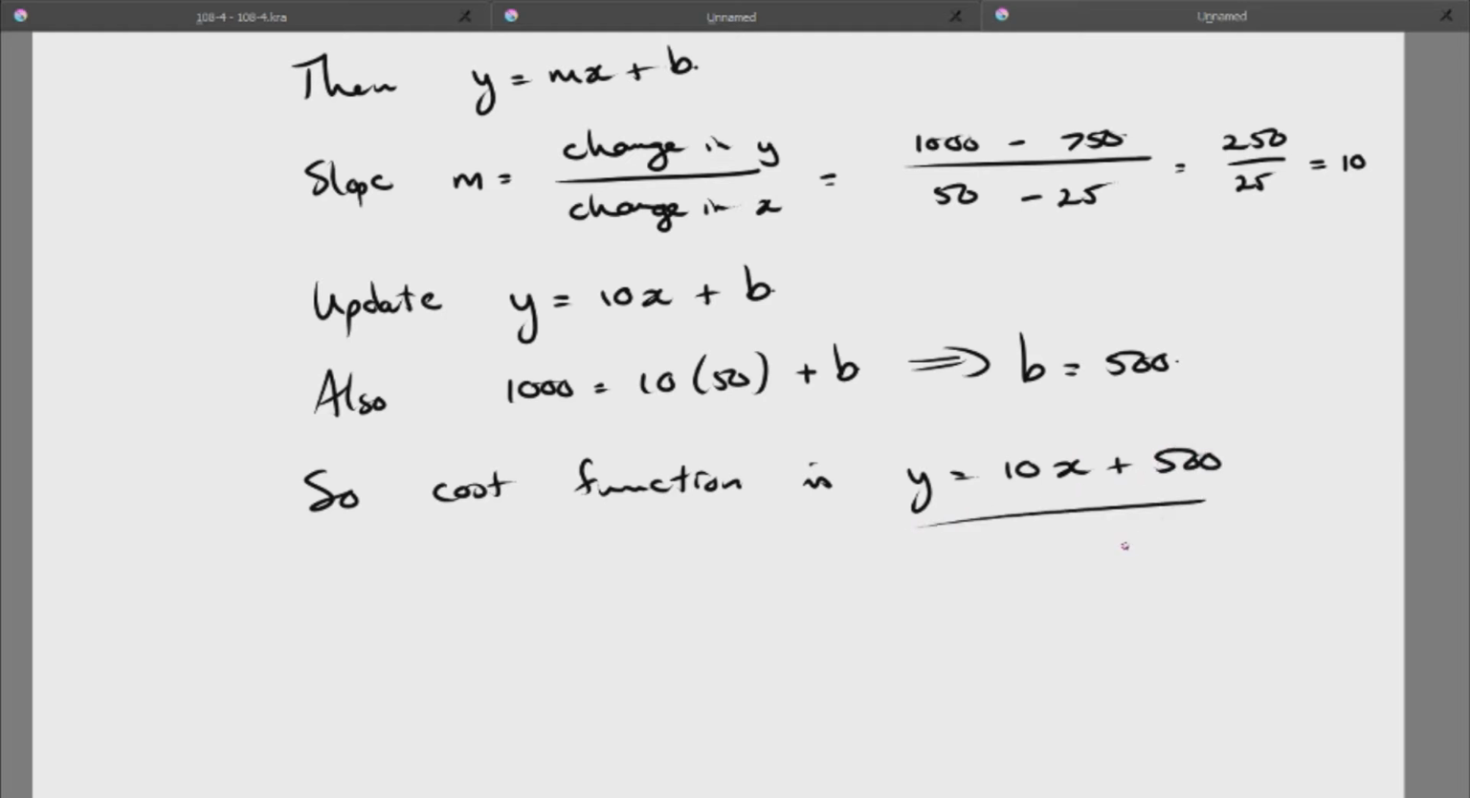And I can then use that. They are asking for the cost prediction according to this function when I have 100 items. For 100 items, the cost should be, what do we get here? I'm plugging in 100. When I plug in 100 for x, set x equal to 100, then I have 1,000 plus 500, so 1,500.